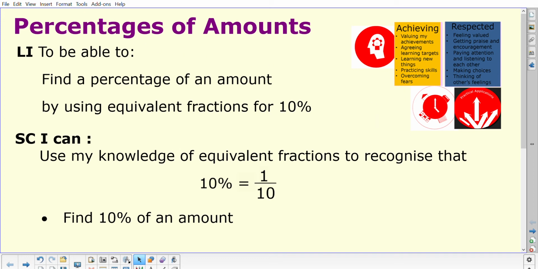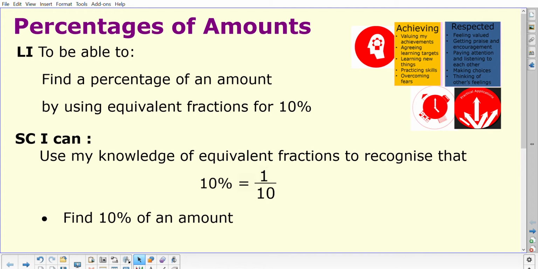So in our work on percentages of amounts, we've so far met working with 50% and 25% of amounts. What we did for 50% of an amount, we used the fraction a half was equal to 50%, and also for 25% we learned that that was the same thing as a quarter, and therefore we could work out percentages of an amount for a 50% or a 25%.